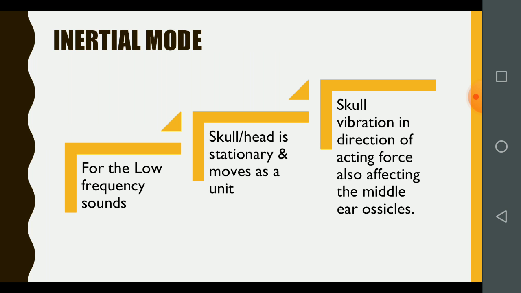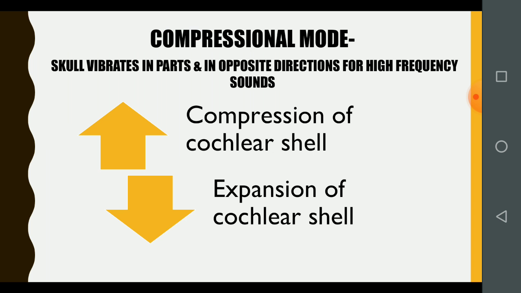In the inertial mode, which is basically for the low frequency sounds, the skull is in a stationary state, or in the inertia of resting position. So, it itself resists any kind of change. Whenever there is an outside acting force, it would move in the direction of the acting force in a unidirectional manner. So, the skull would vibrate as a unit altogether, and it can affect the cochlea directly, or it can also affect the middle ear ossicles to transmit the sound via the cochlea to the nerve pathway.